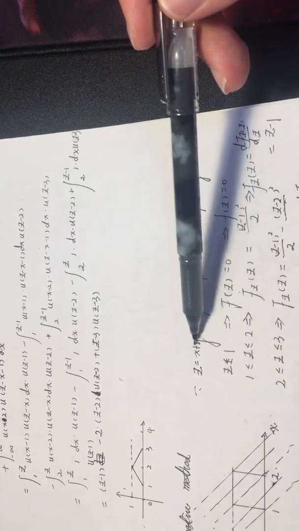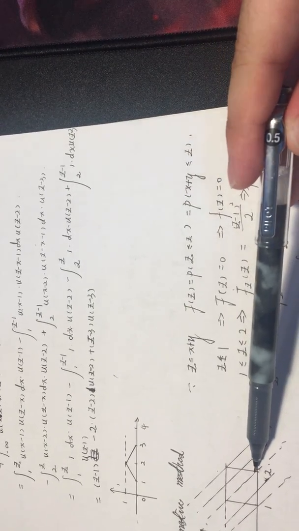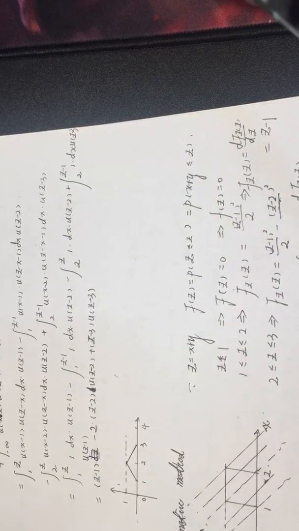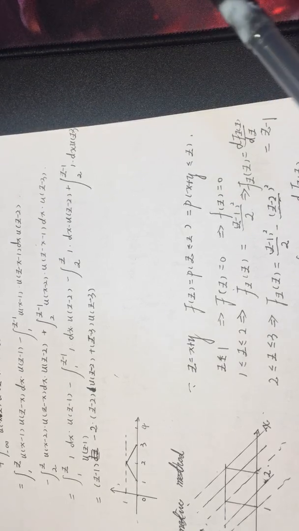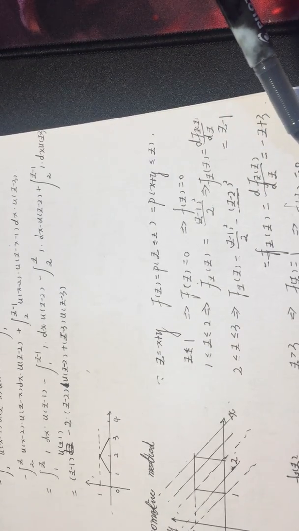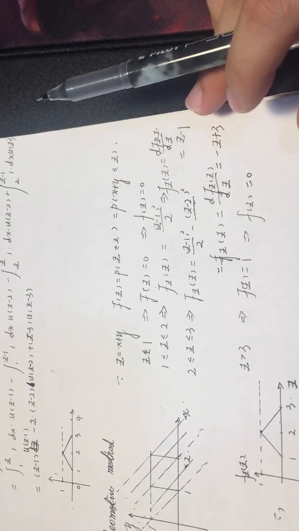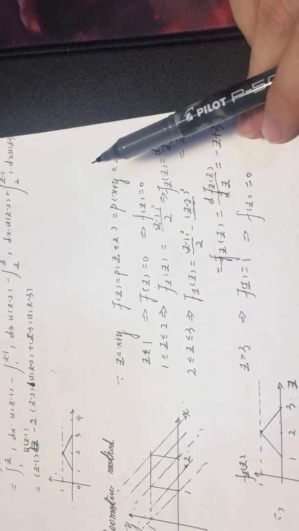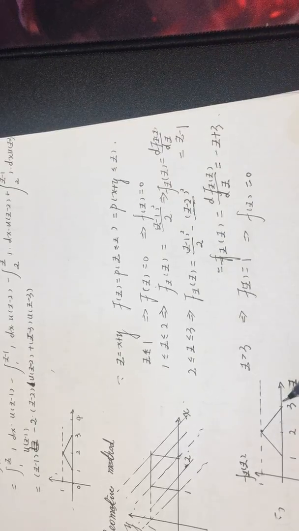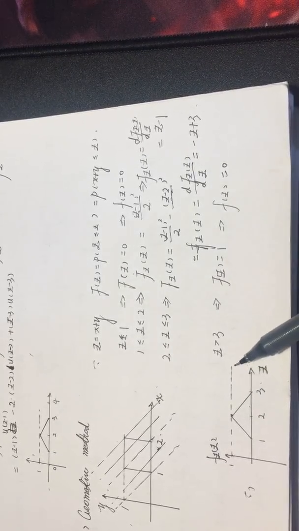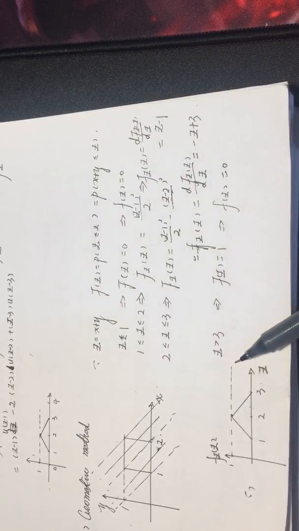And if z is bigger than 3, the distribution equals 1, which is just the square value. But if we differentiate, we get fZ equals 0. So based on the 4 parts, we can easily draw the plot of fZ, and the result is the same as the first method.